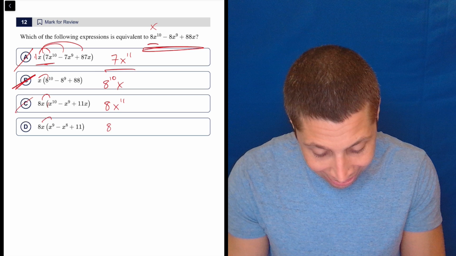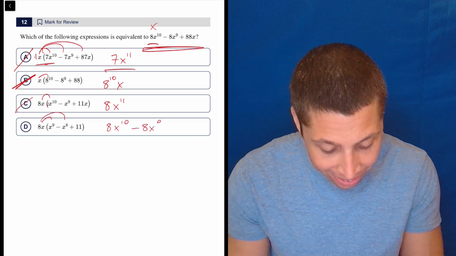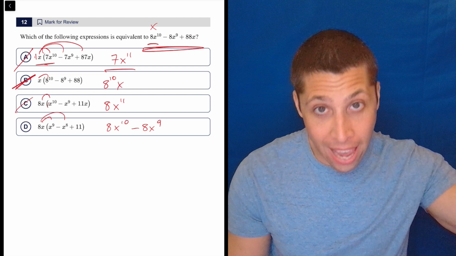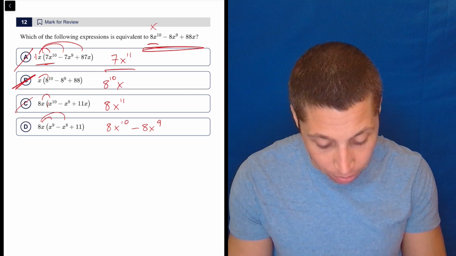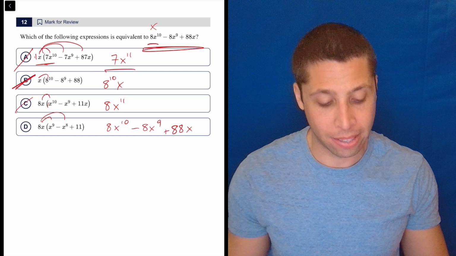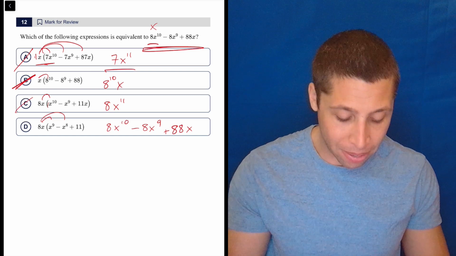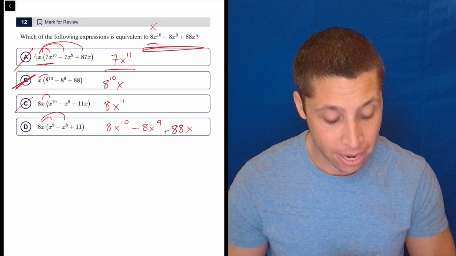If we multiply that in, we get 8x to the 10th, so that looks good. Minus 8x to the 9th, right? So now we have x to the 8th, and then another one thrown in is now 9, plus 88x just by itself, right? Because now the x is not multiplied by any more x's, so it just stays x to the first, but now the 8 and the 11 get to multiply to 88.